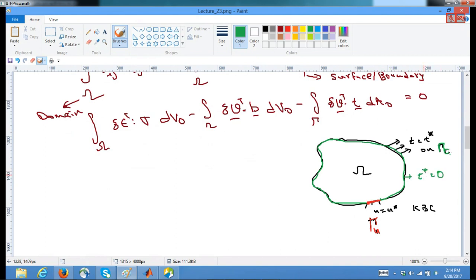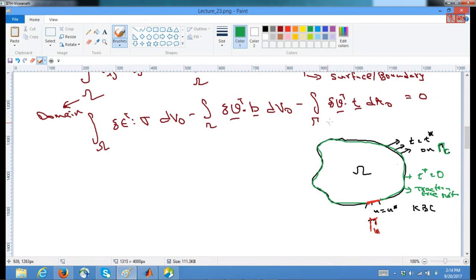These are traction free surfaces. At this place there is some traction which is mentioned, whereas all other places the traction is free. So these are also called traction free surface, this portion of it where there are no point loads or any kind of force acting on it. Where there is non-zero force, there t is equal to t star. At all other places this t star is 0.